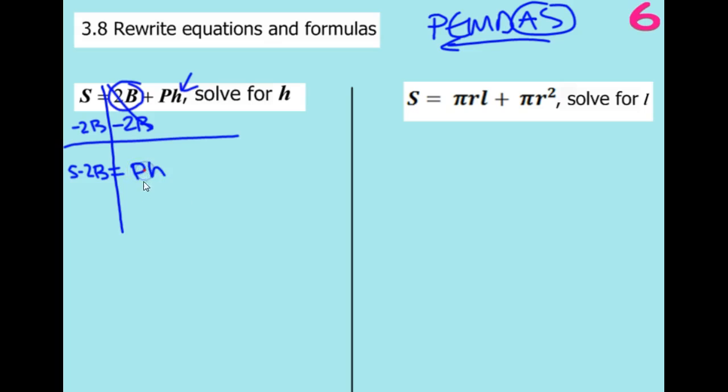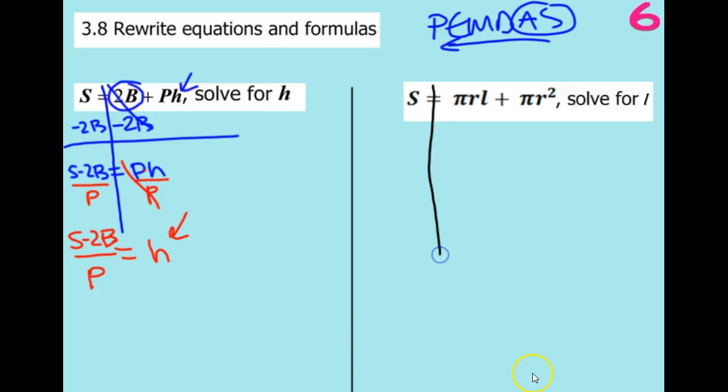And these are multiplied, so the opposite of multiply would just be divide. Divide by p. P over p is just 1. So we have s minus 2b all over p. Looks like a lot, there's a lot of letters there, but all you're doing is moving the letters and numbers around until you get the letter you want all by itself. It's just like what we were doing with the x's, the y's, and the numbers. You just have different letters.